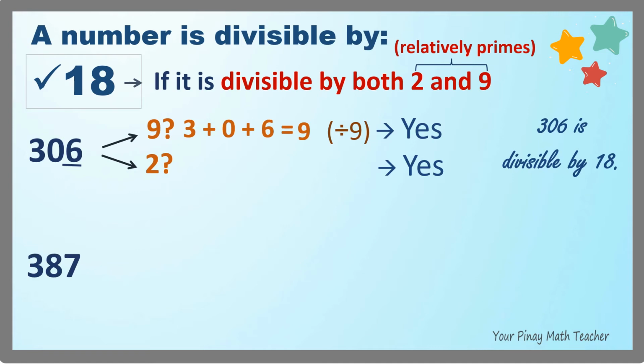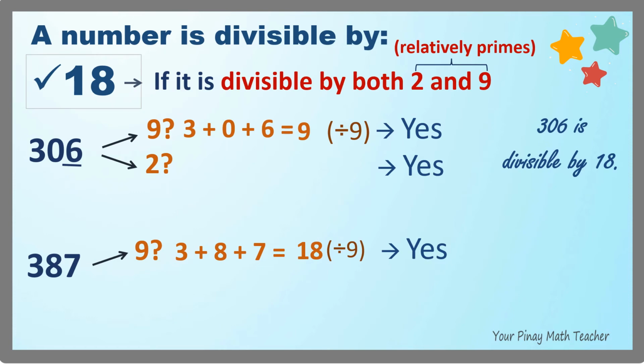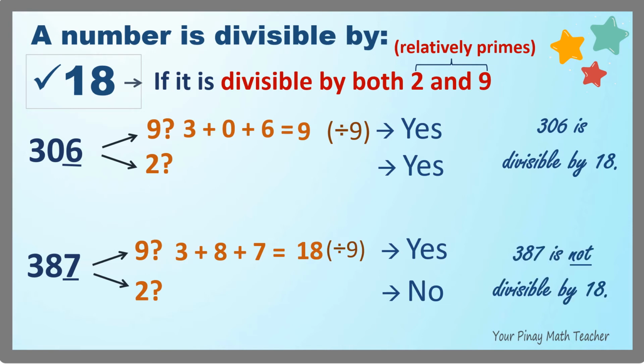How about 387? Is this divisible by 9? What is the sum of 3, 8, and 7? Yes, it's 18. 18 is definitely divisible by 9. Is 387 divisible by 2? No, because 387 is an odd number. Therefore, 387 is not divisible by 18. So, 18 is a factor of 306.